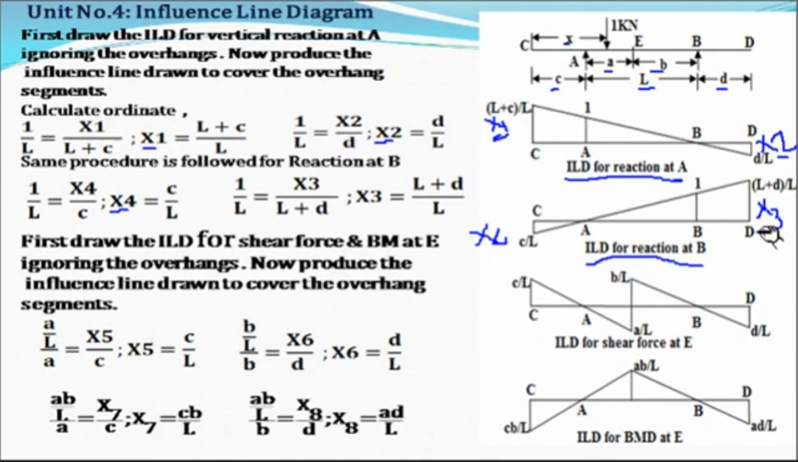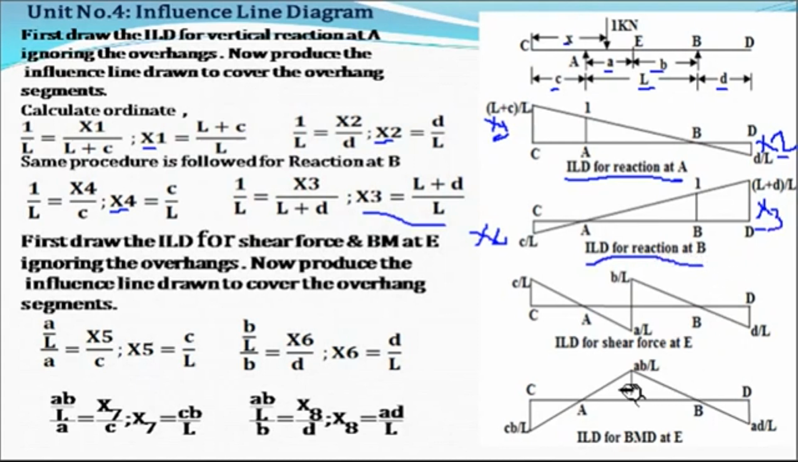Same way, to find out the ordinate x3, you have to consider this triangle and another this triangle. So see, 1 will be equal to x3. The length AB, that is L, is equal to length AD, which is L plus D. So from this we'll get the value of x3. So this is the influence line diagram for reaction at B.